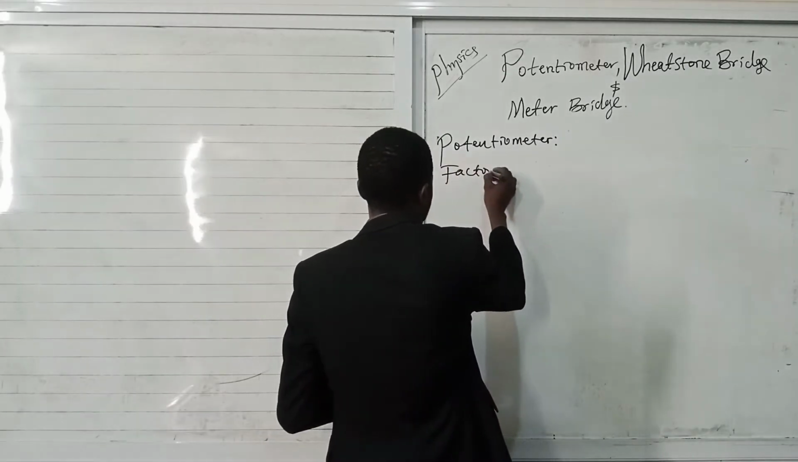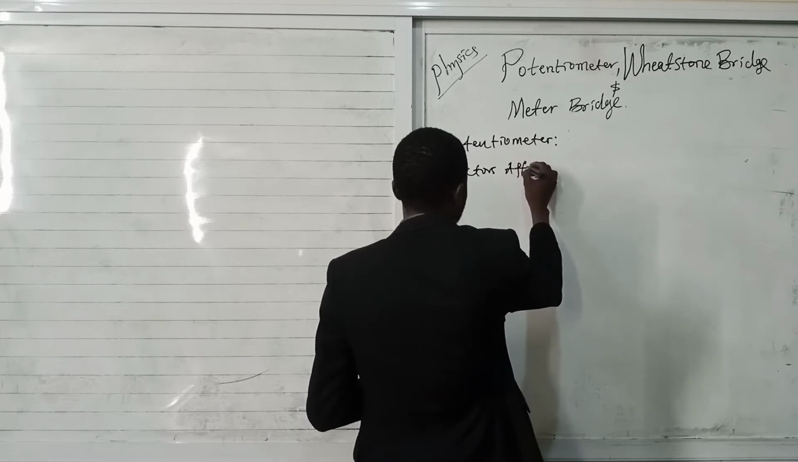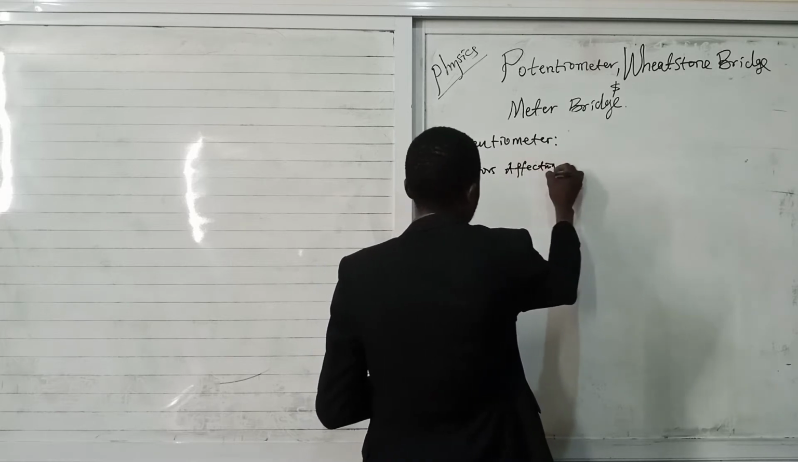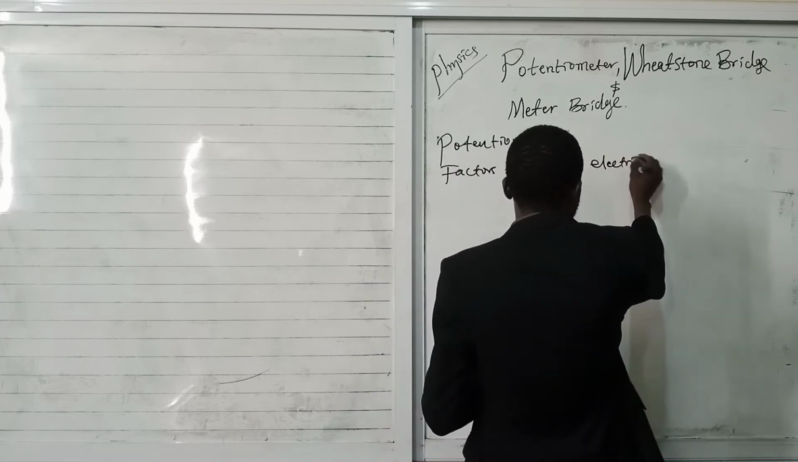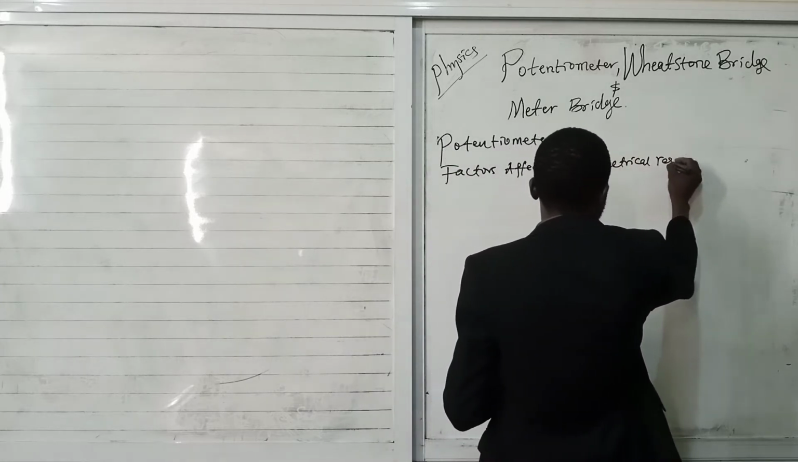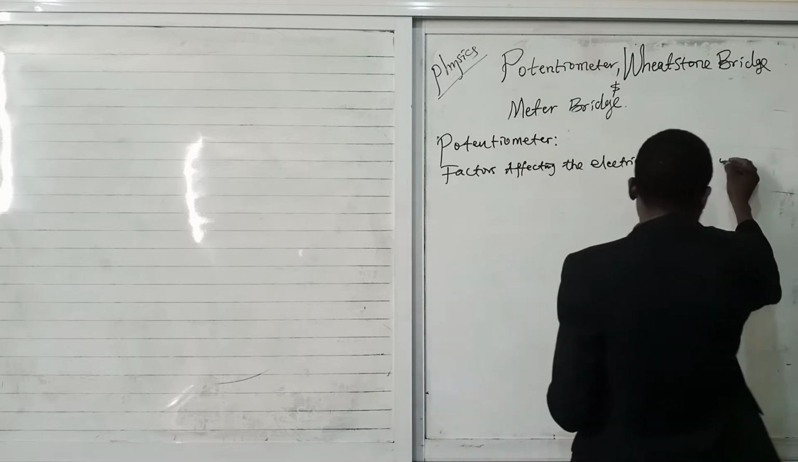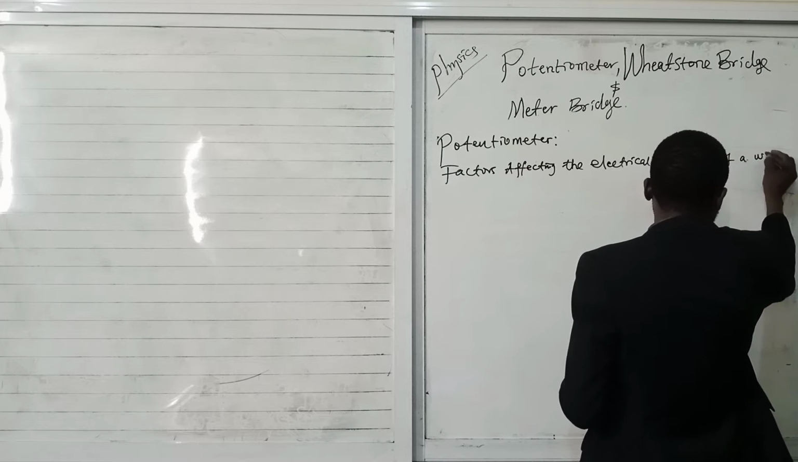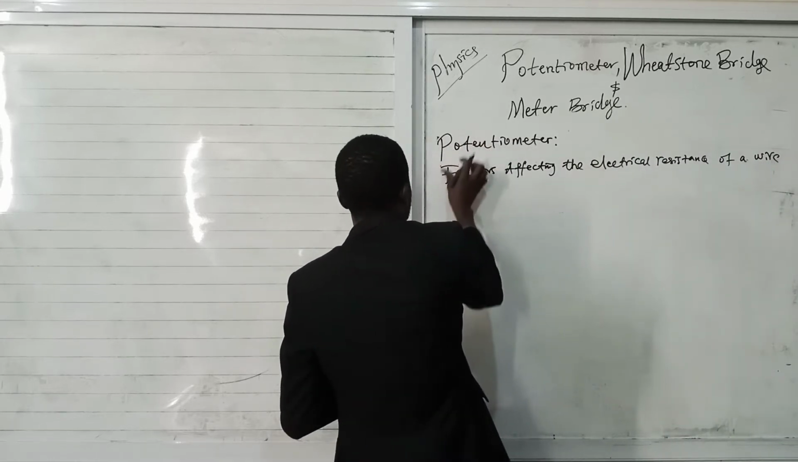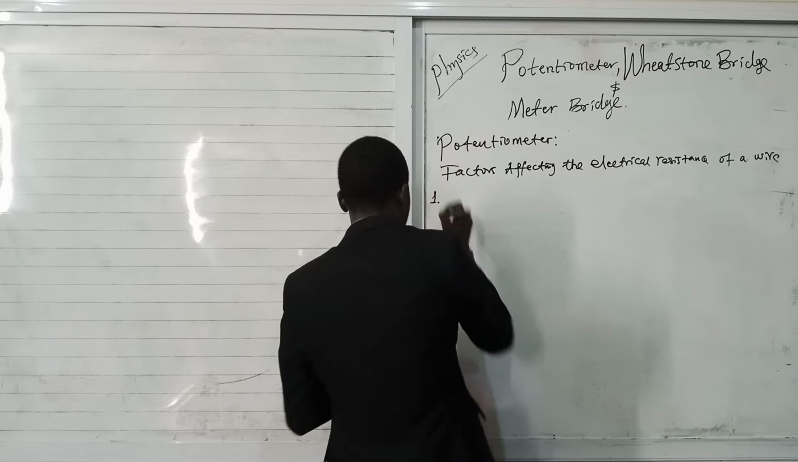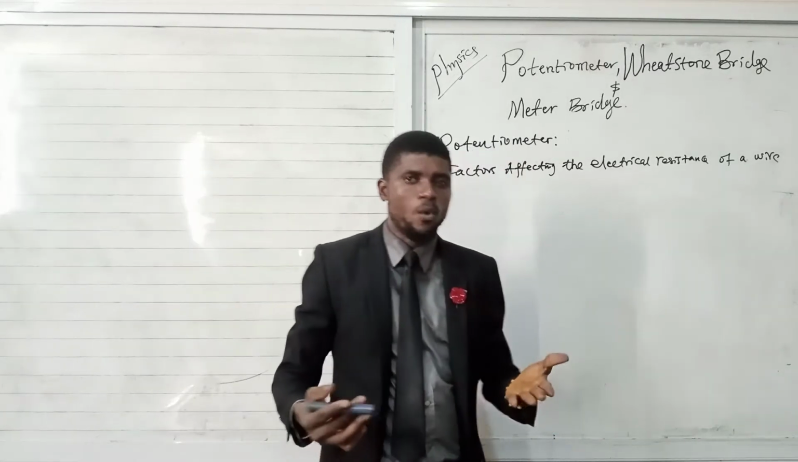Factors affecting the electrical resistance of a wire. Basically, there are four factors that affect the resistance of a wire.